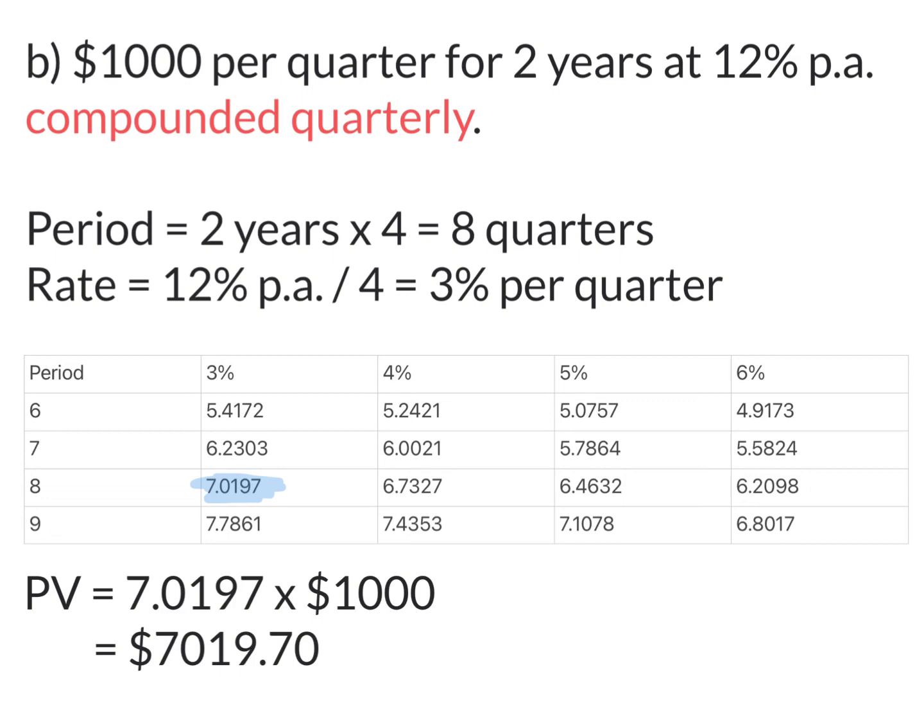And if we highlight that on the table, 8 quarters, 3%, we see that's 7.0197. So therefore the present value, the amount we could invest now, is 7.0197 times the $1,000, giving us $7,019.70.